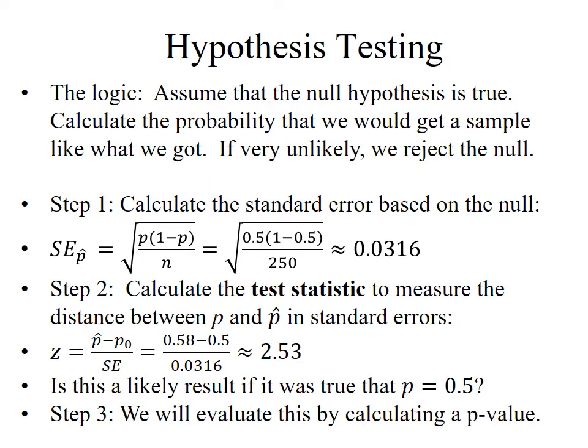All right, so now let's do the math. The whole logic of all this, the central organizing logic of hypothesis testing, is we assume the null hypothesis is true, and then we calculate, well, what's the probability we would get a sample kind of like what we got? What are the chances we would get something like 58% if the true population was 0.5? What are the chances of that? If we say, whoa, holy cow, look at this. If the true population was 50%, a sample of 250 would be really unlikely to get 58% or better.